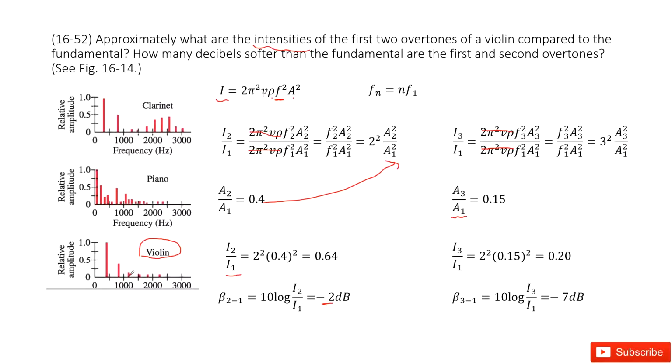Now come back to there. This is A3, this is A1. A1 is 1, A3 is 0.15, we just read it from this picture. So now we input this amplitude ratio inside and get the answer for the intensity ratio. And then we input it inside this sound level function, and get the sound level difference, which is just -7 dB.